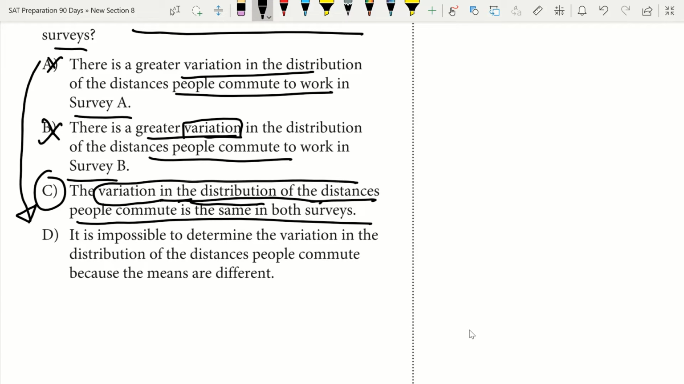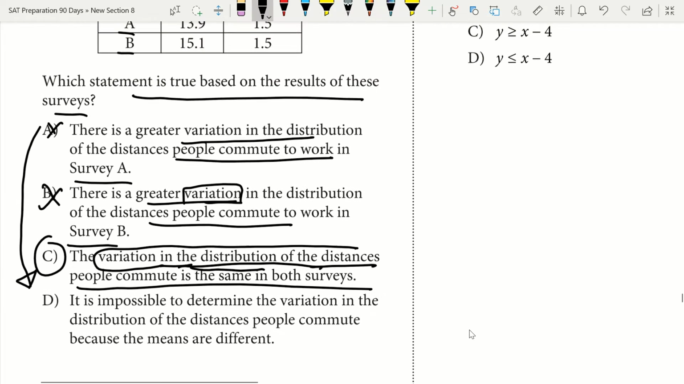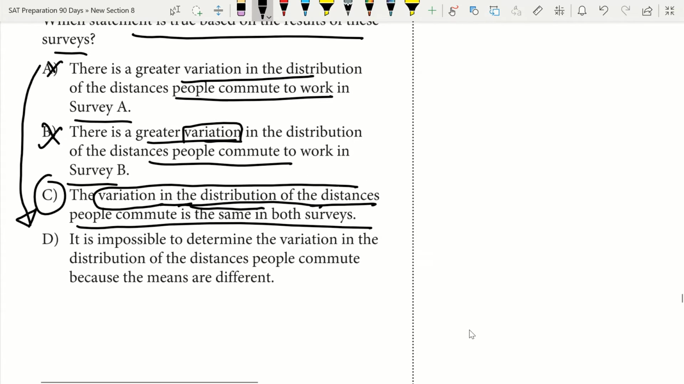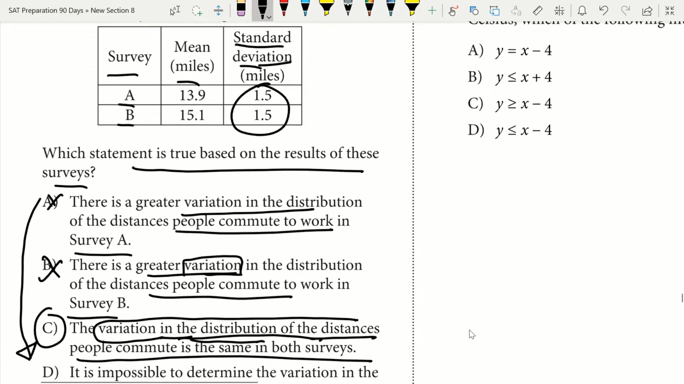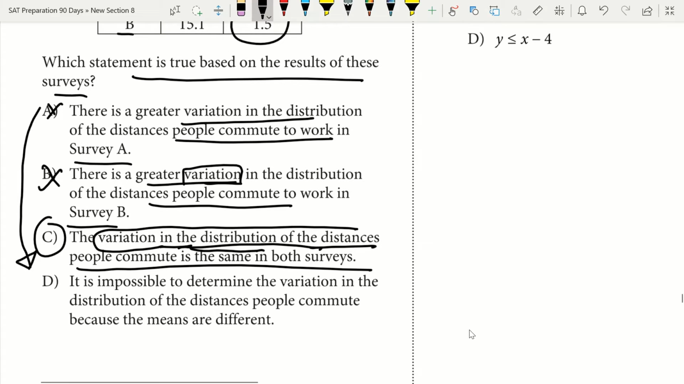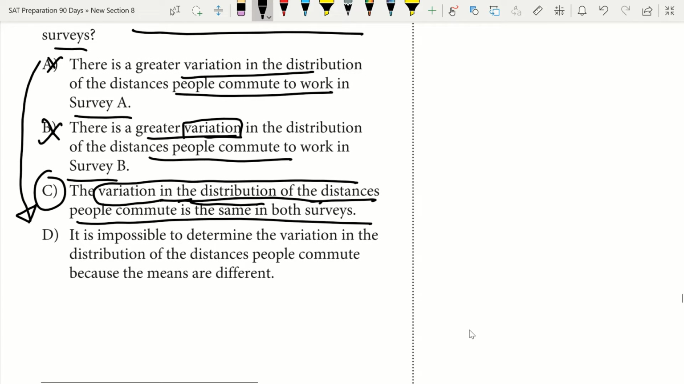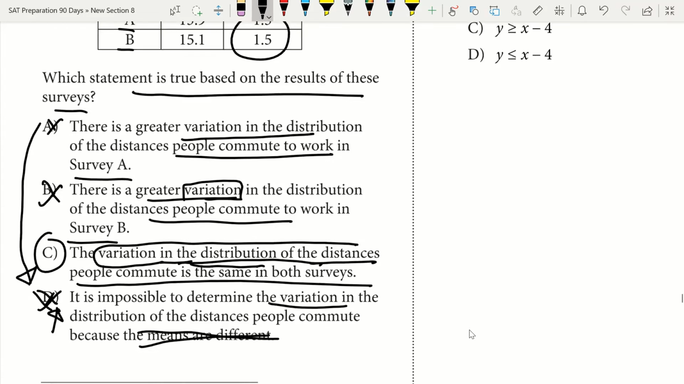Standard deviation is a measure of that variation from the mean. So we know the variation in the distribution of the distances they commute is going to be the same in both surveys because that standard deviation is the same. So C will be our correct answer for 25. We're going to cover why D is wrong as well. D says it's impossible to determine the variation in the distribution of the distances people commute because the means are different. No, we can still determine that variation by using the standard deviation with the mean, with the different means. It still works. So D is incorrect there. C is our correct answer.